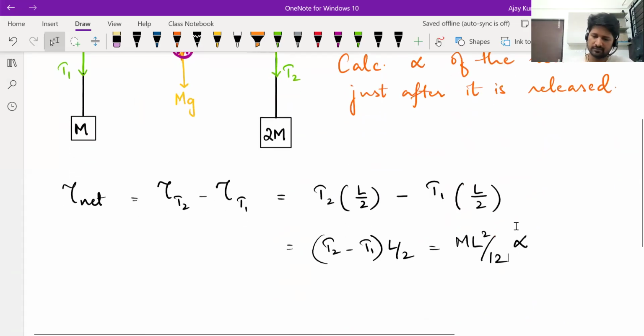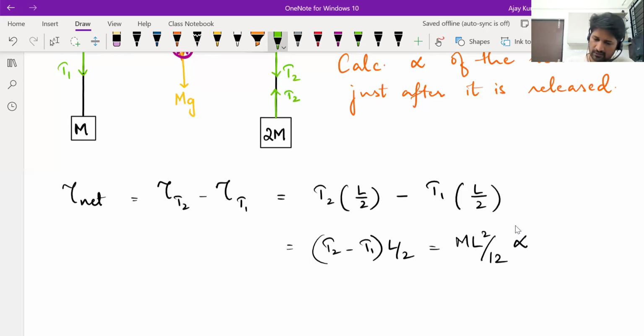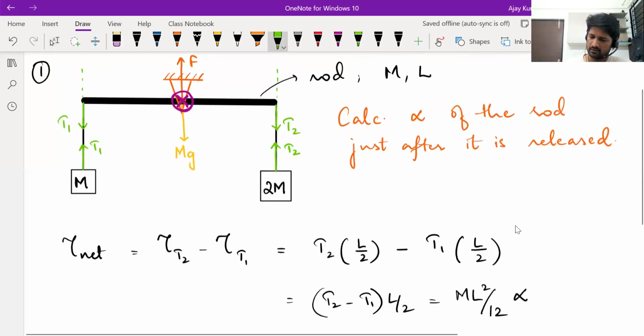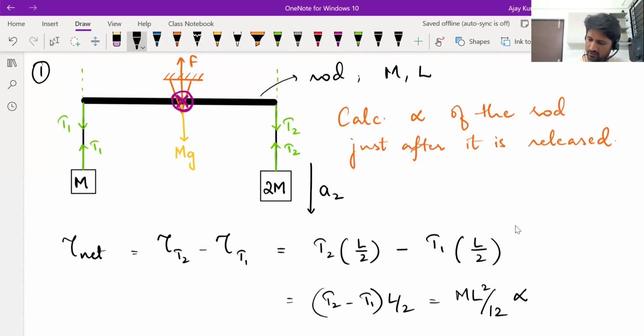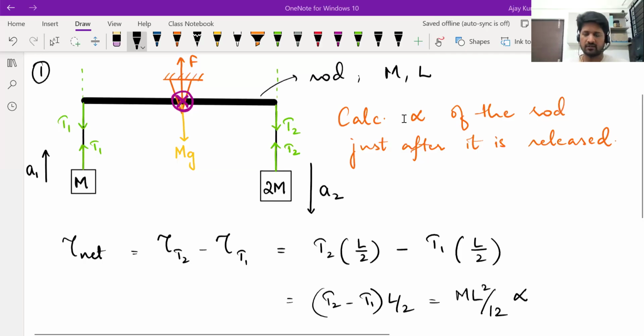Fine. So you can see that on 2M, there is a tension T2 acting upwards, and on M, there is a tension T1 acting upwards. Let's assume 2M goes down with an acceleration A2 and M goes up with an acceleration A1. See, there are a lot of assumptions involved here, and you can't directly take both blocks to be having the same acceleration. You need to check that. That becomes a constraint equation here. So for now, we'll consider their accelerations to be different.